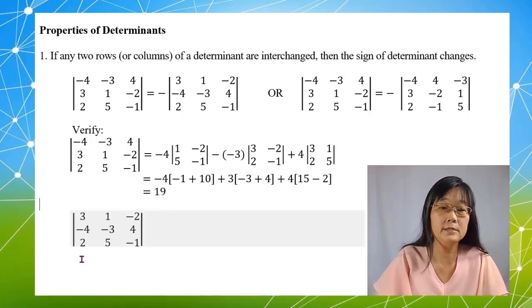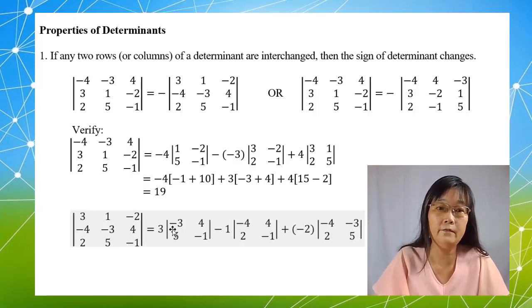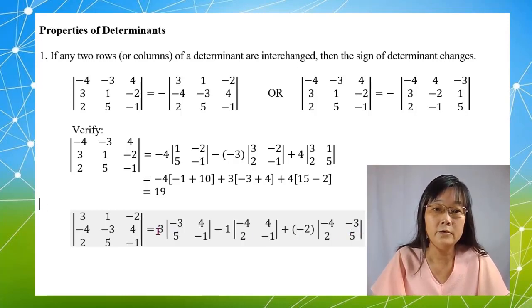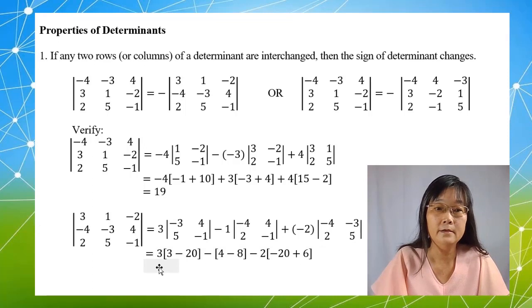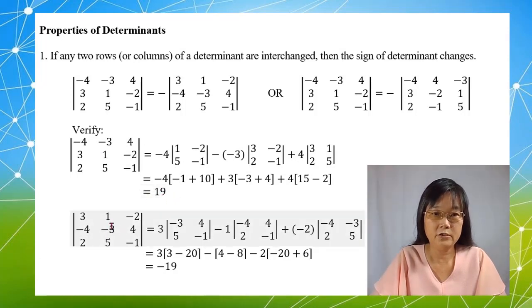After changes, here I change the first row to second row and the second row to first row. Now I'm going to find the value of the determinant by using the same method. Then when I simplify, I find that the answer is negative 19. So we can see here, before changes, the determinant is positive 19. After changes, the determinant is negative 19.